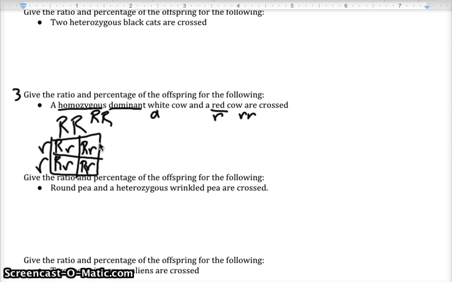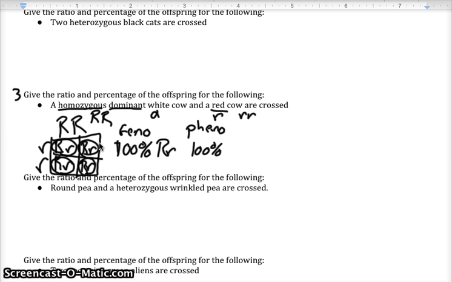Alright, so then our genotype is 100% big R, little r, because they all have big R, little r, and then all my boxes have a big R in it, so the phenotype percentage is 100% white. It all has a big R in it, so 100% that is dominant, the white cow.